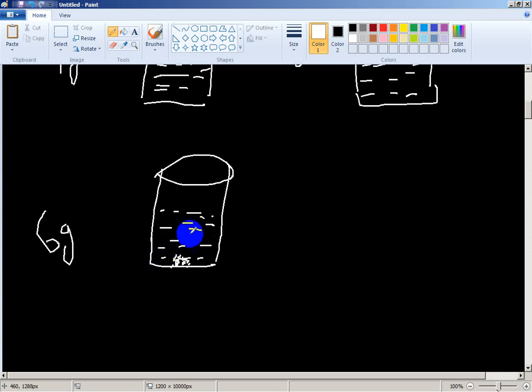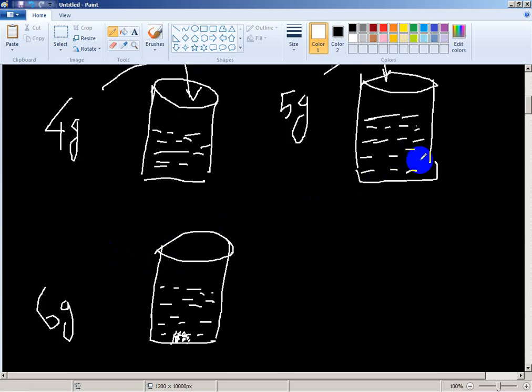Here it is the maximum. Here the maximum solute can dissolve in this solution. The solution which can dissolve the maximum solute is called a saturated solution. Have you understood? The upper part can dissolve the maximum amount of solute, but the bottom is not saturated solution. This is a saturated solution. Have you understood what is a saturated solution?